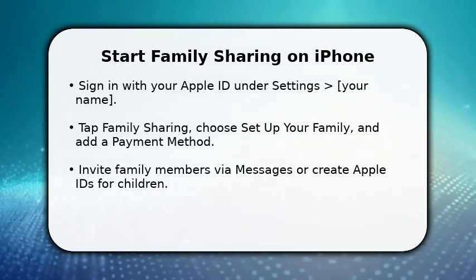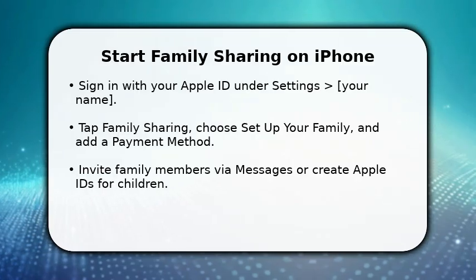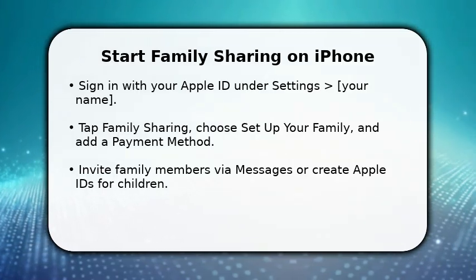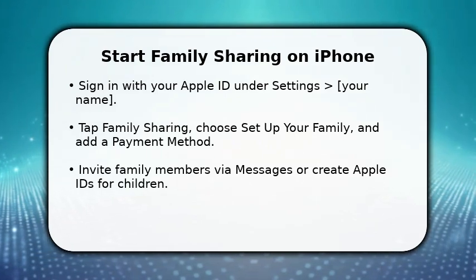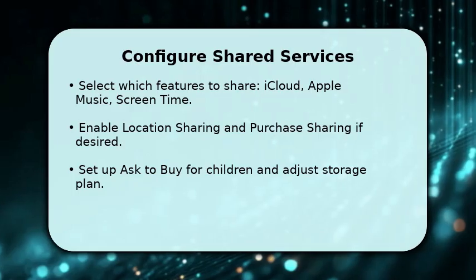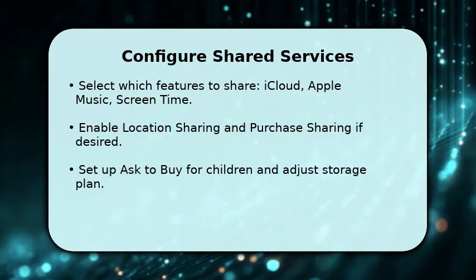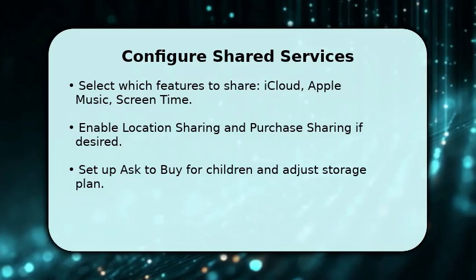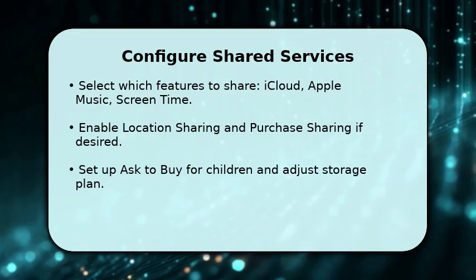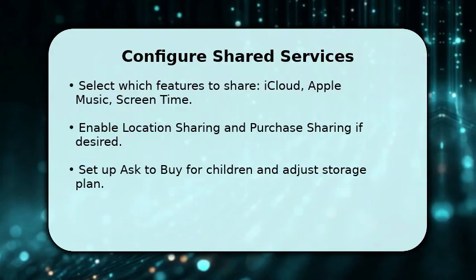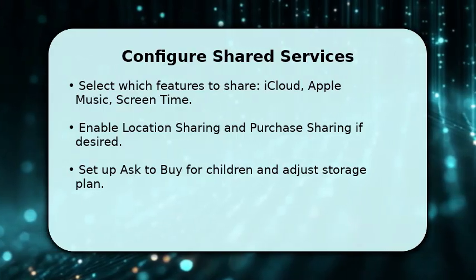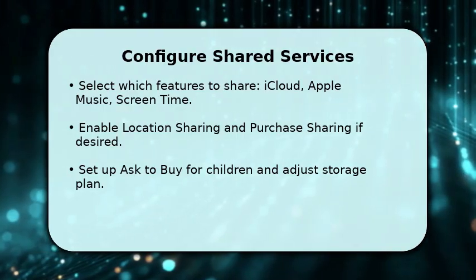Next, invite people by entering their Apple ID email or phone number, or create accounts for children. Doing these steps now saves time later and prevents permission issues. Once your family group exists, configure what you share, tap each service and toggle iCloud storage, Apple Music, or photo sharing as needed. Make sure location sharing is active so family members can find each other. This helps safety and device tracking.